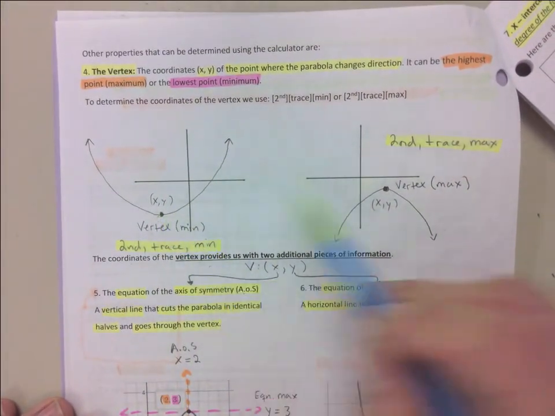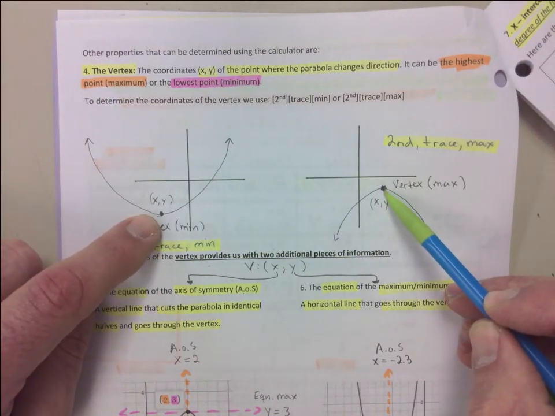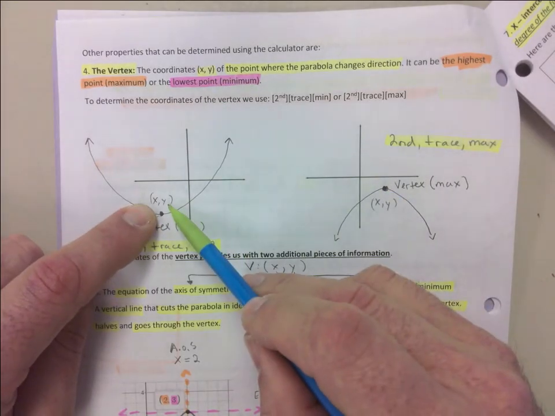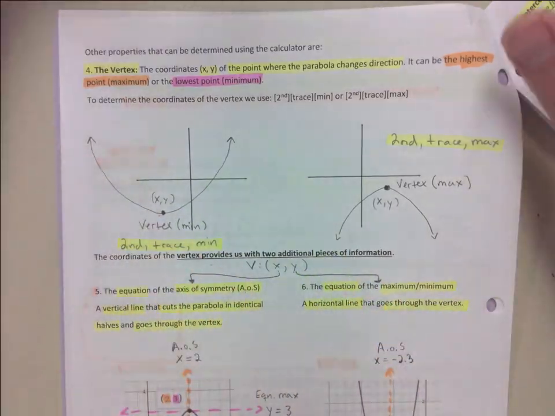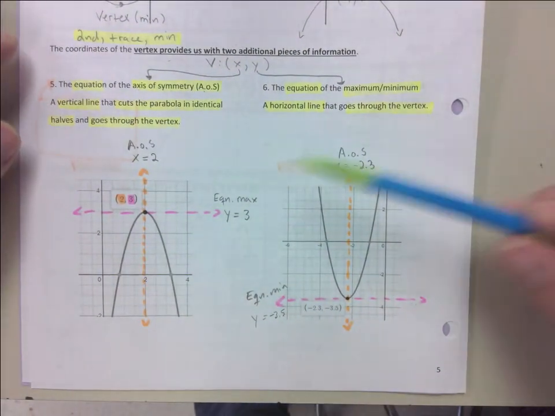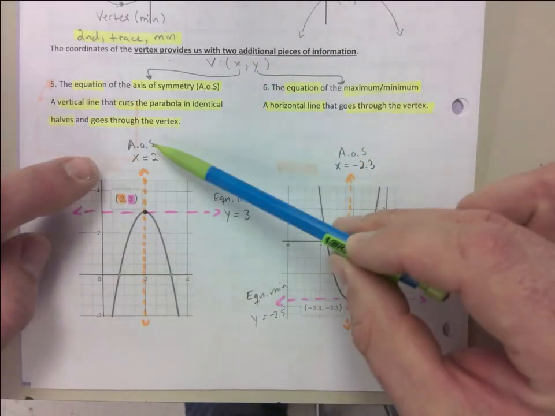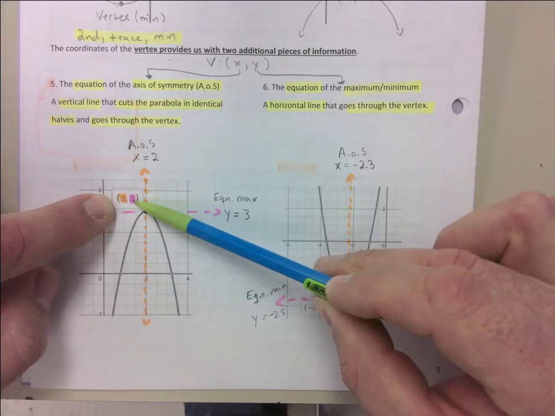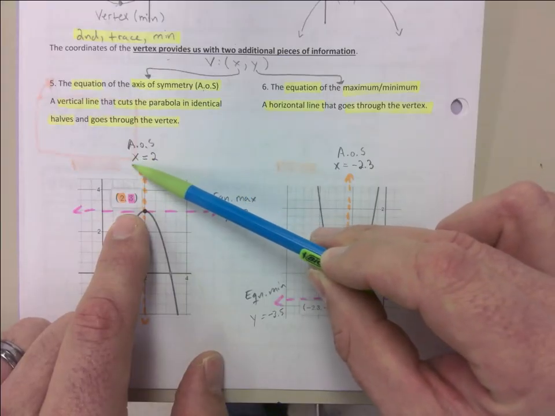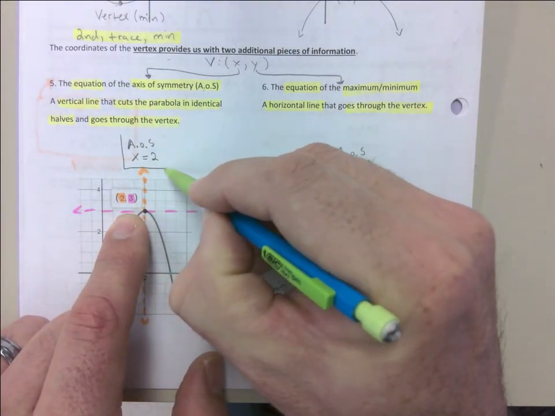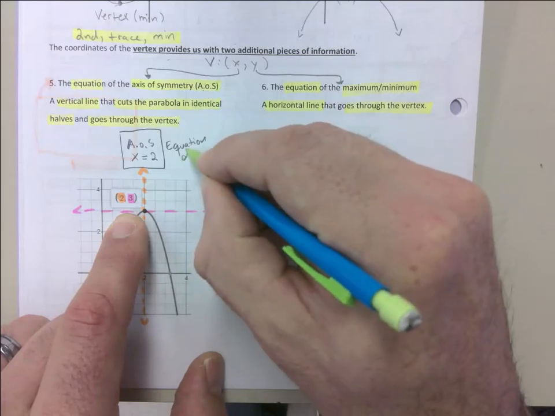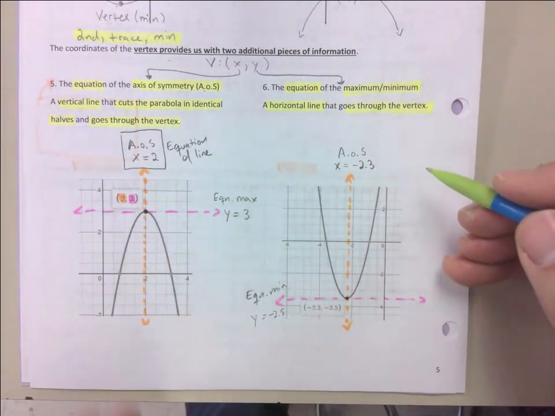Vertex again. We talked about the vertex. It could be the lowest or the highest point. If you look at the coordinate, it can give us 2 additional pieces of information that you may be asked to answer. If we know the vertex, in this case the vertex is 2, 3, and I asked you what's the equation of the axis of symmetry, you would take the x value. You just basically state this. This is very important. This is an equation. Equation of the line, okay? It's a vertical line.